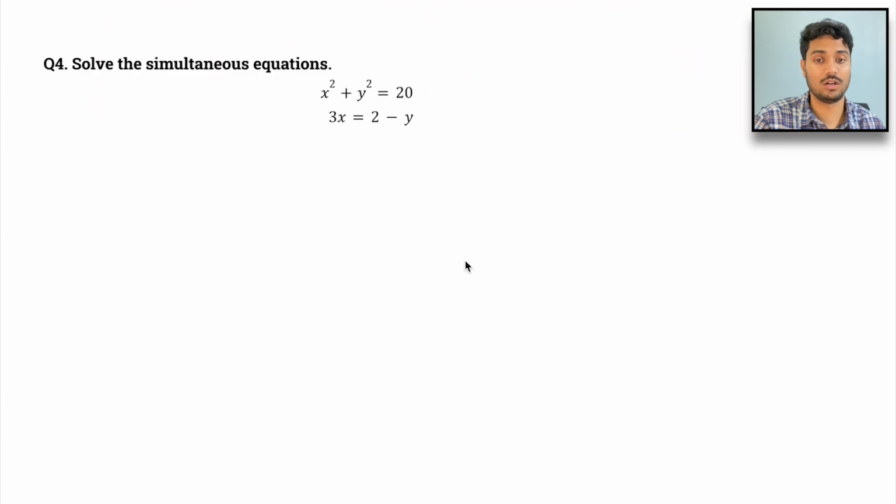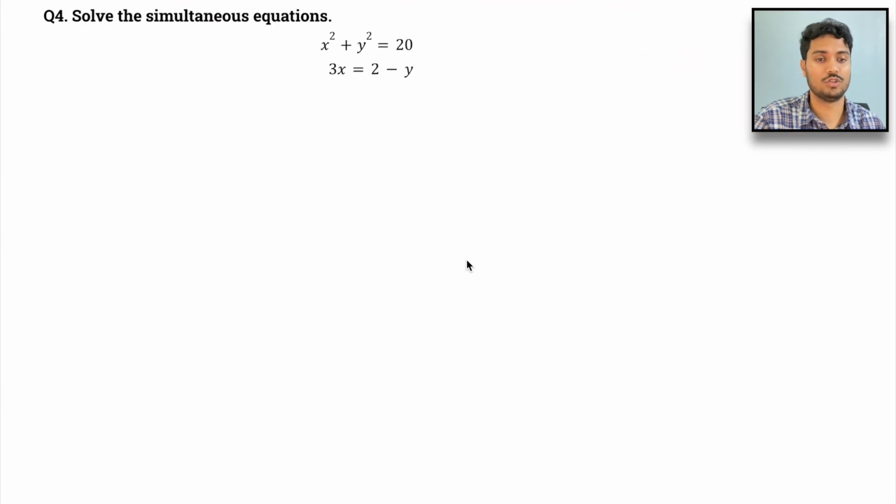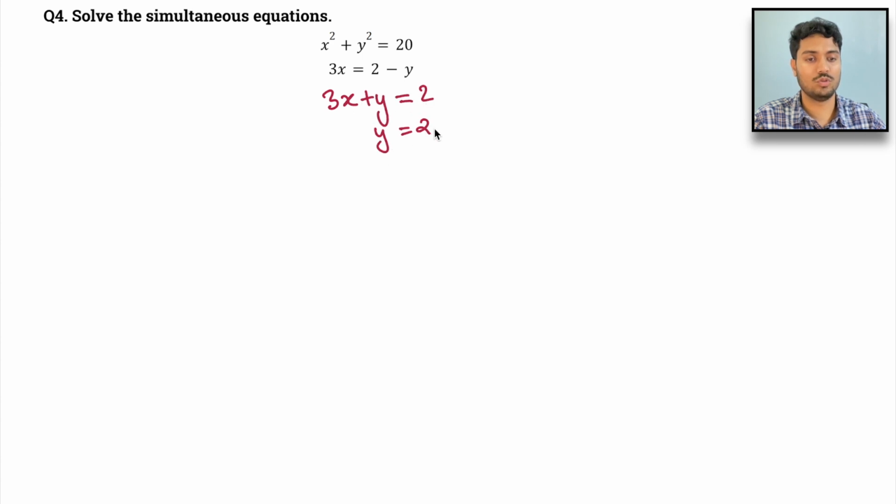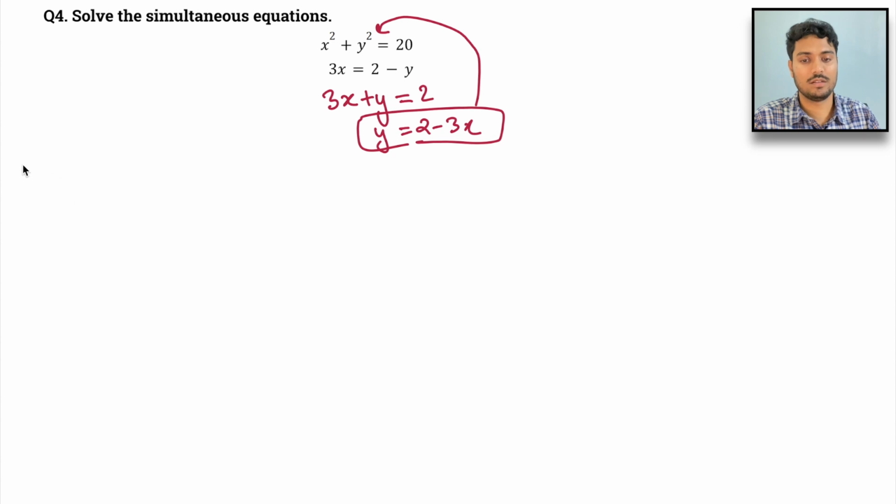Question number 4. We have two equations, x square plus y square equals to 20 and 3x equals to 2 minus y. So we can write down the second equation as 3x plus y equals to 2, and then y equals to 2 minus 3x. So this is the value of y substituted in the first equation. So we can write it as x square plus y square as 2 minus 3x, the whole square, equals to 20.